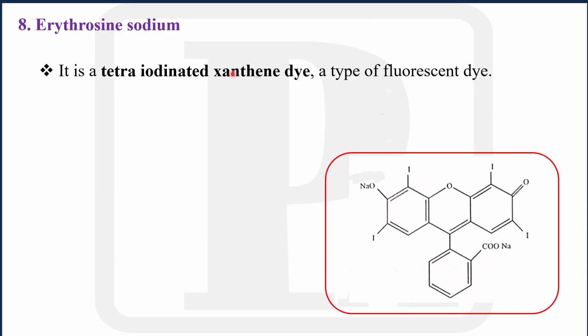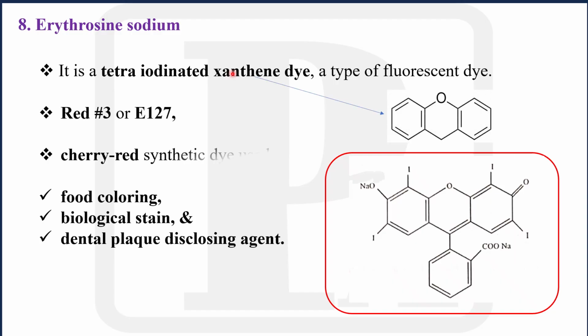And this one is otherwise called xanthene, already we have seen. This one is otherwise called red number 3 or E127. It is a cherry red synthetic dye mainly used as a food coloring, biological stain and dental plaque disclosing agent.